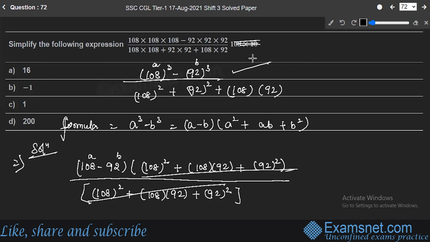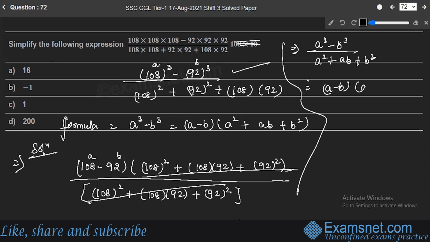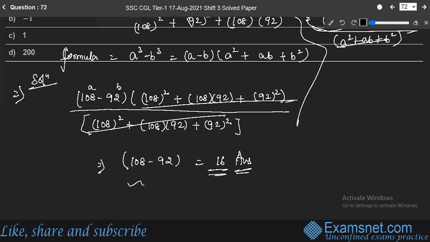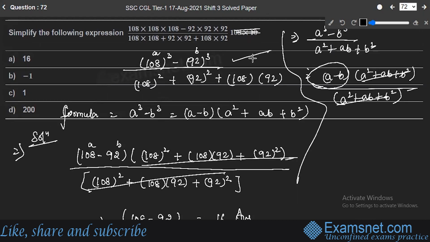This is a pretty easy question which looked a bit difficult. See, this is A. So this one will be A cube minus B cube upon A square plus AB plus B square form. Right. And you know, this A cube minus B cube, I just expanded and it happened to be (A minus B) into (A square plus AB plus B square), whole divided by A square plus AB plus B square. So these two terms cancelled out and you were left with A minus B, that is equal to 108 minus 92, that is 16, which is your answer.